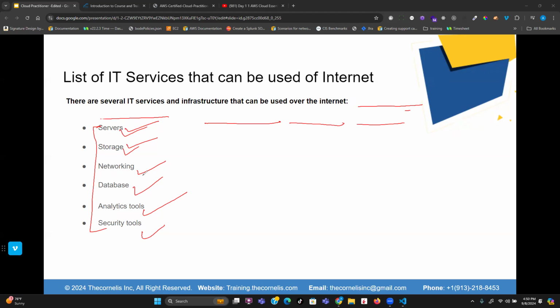I want somebody in the class to give me an example of a storage company that you can use over the internet. It's very, very common. Anybody? Google Drive. Somebody said Google. Okay, Google. So we have Google Drive. I think there's also something called OneDrive. Yeah, Microsoft OneDrive. So you have Google Drive and you have OneDrive.